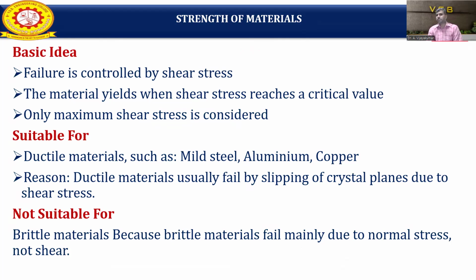What is the reason for using this theory only for ductile materials? Ductile materials fail by slipping of the crystal planes due to shear. Ductile failure is because of shear only. That's why this theory is applicable only to ductile materials. Brittle materials fail mainly due to normal stress, not shear, so we cannot use this theory for brittle failures.